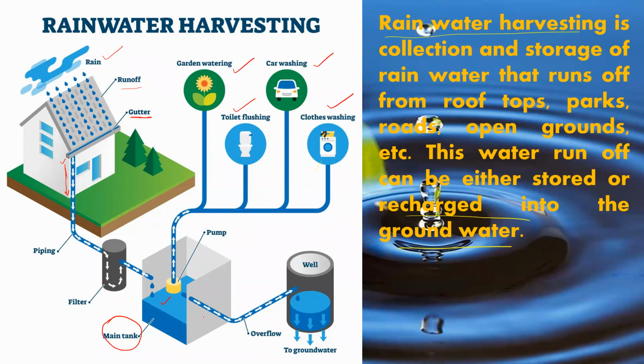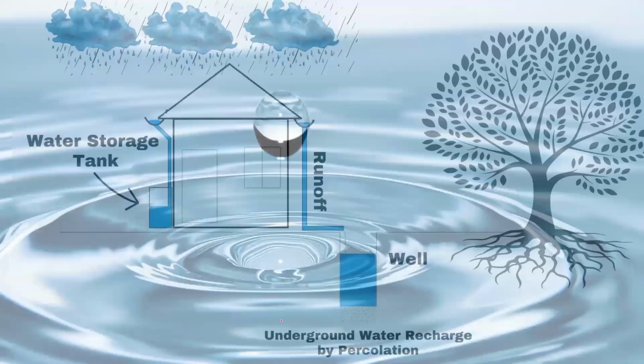And the overflow: if there is a heavy downpour, there will be a huge amount of water in the tank. Then what can you do? You will fit another pipe that will take the excess, overflowing water to the well. This connector pipe will connect the main tank to the well and carry the extra water into the well, and from the well it will go to the ground. So you are increasing the source of groundwater also. This is how you are preserving rainwater. You are conserving rainwater, right?